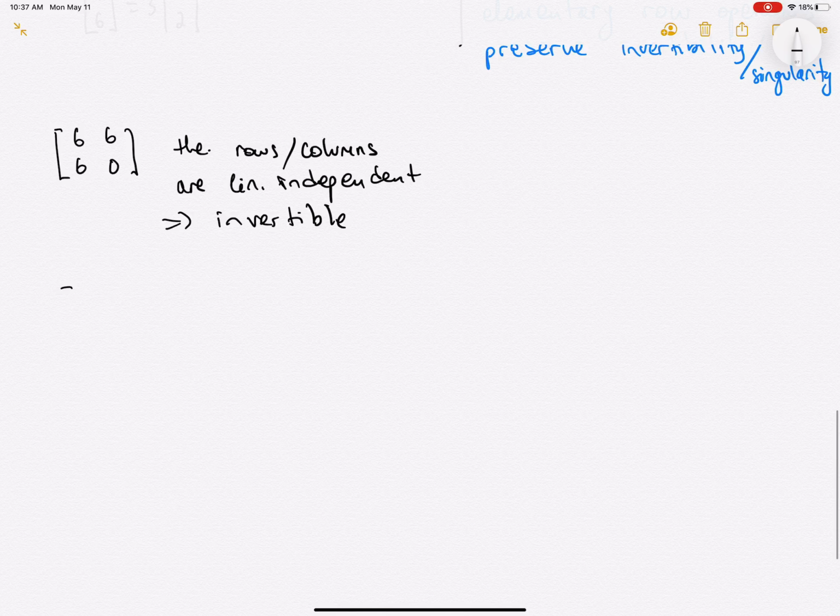Let's look at another matrix. A 2 by 2 matrix of all sixes. The two rows, or the two columns, however you want to see it, are exactly the same, which means they are linearly dependent, which means the matrix is not invertible.